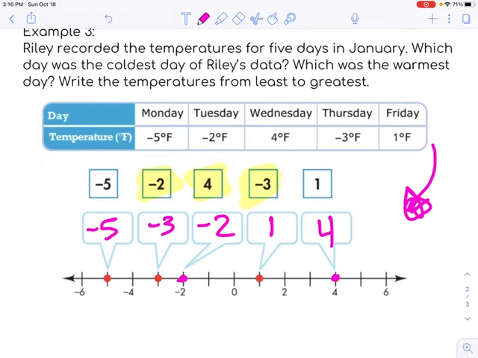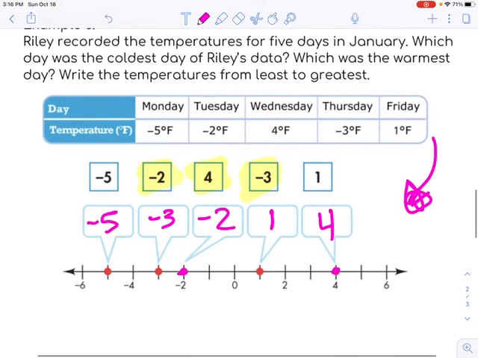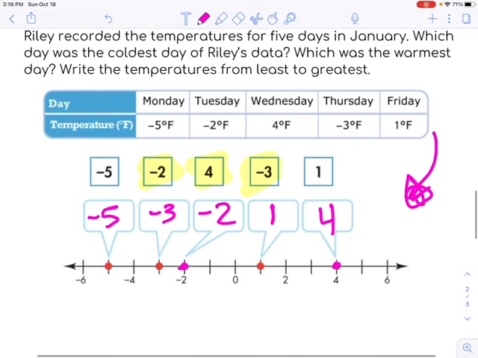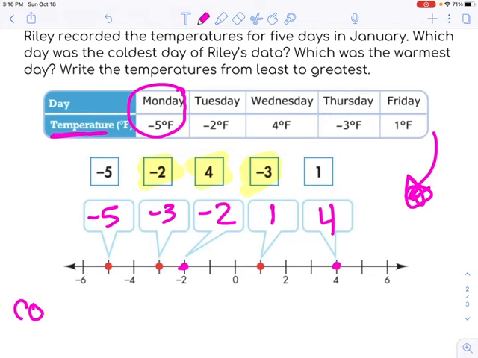So now let's think about what is the coldest day. What do you guys think the coldest day of Riley's data is? Well, since we're talking about temperature here, the coldest day is actually going to be negative 5. So the coldest day is going to be Monday.